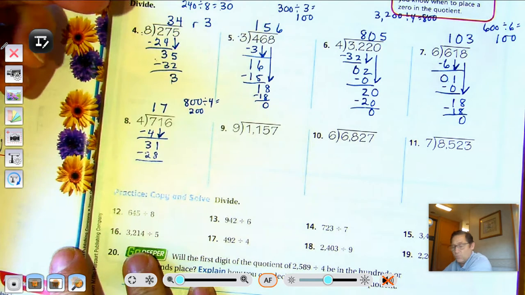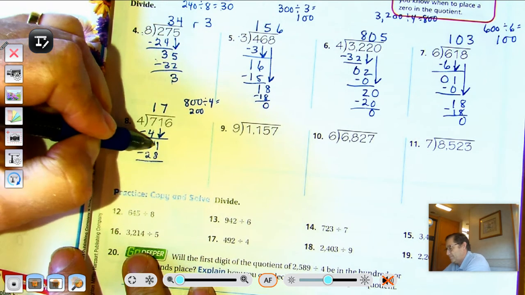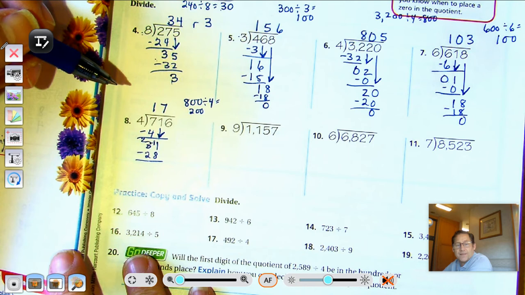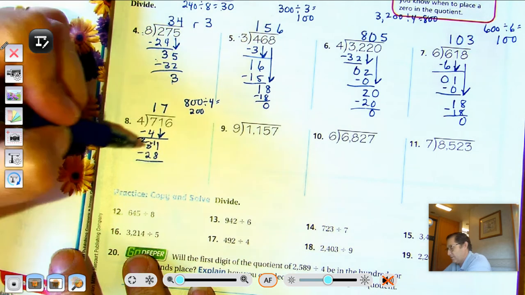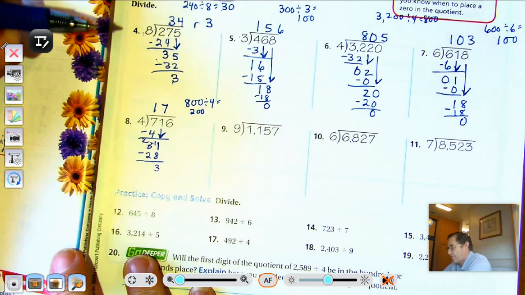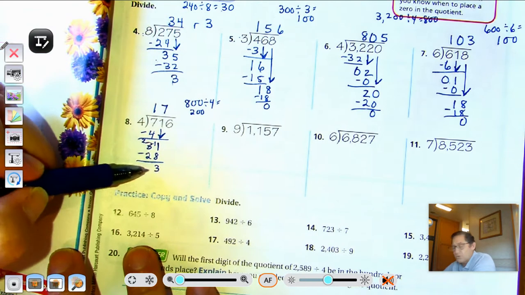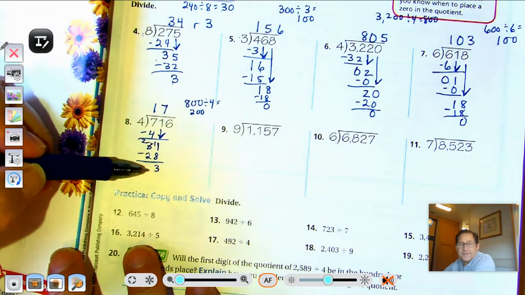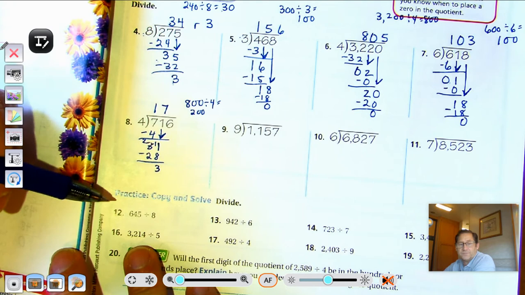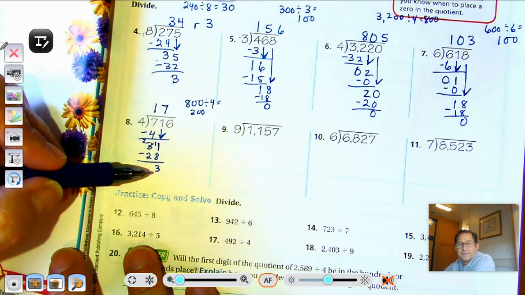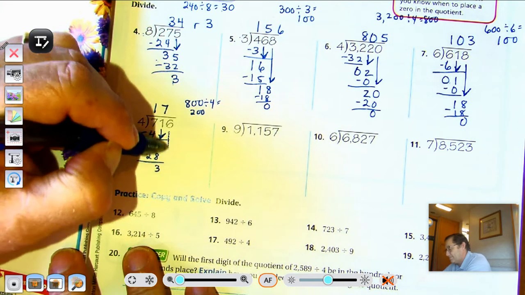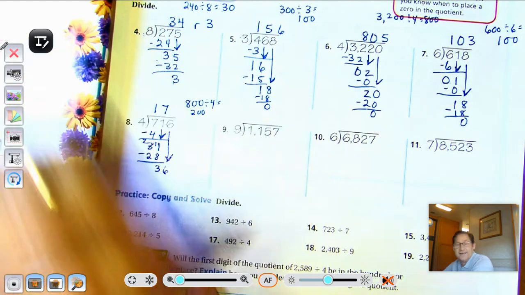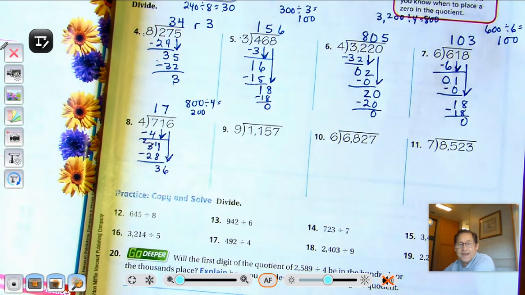I can't take 8 from 1, so I'm going to regroup as 2 tens and 10 ones. So 11 take away 8 is 3. So we have 3 tens left. 3 tens can't be shared with 4 groups. So I'm going to trade the 3 tens for 30 ones and bring down the 6 ones that we already had.